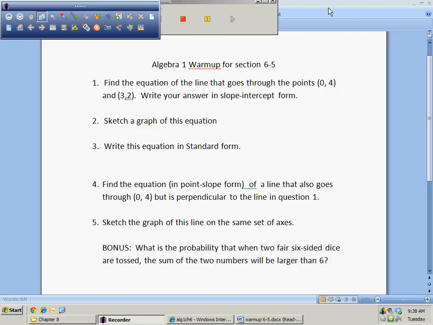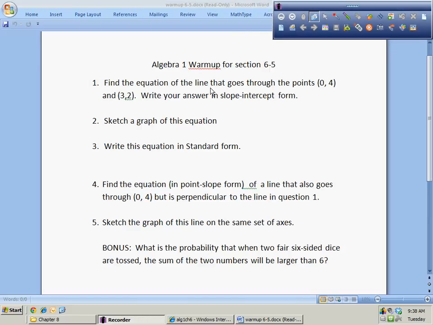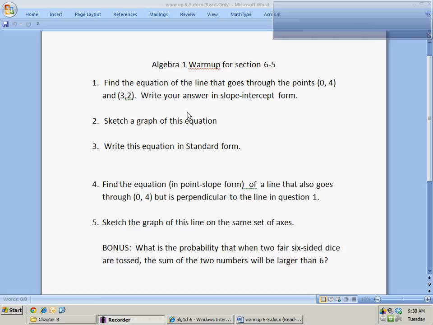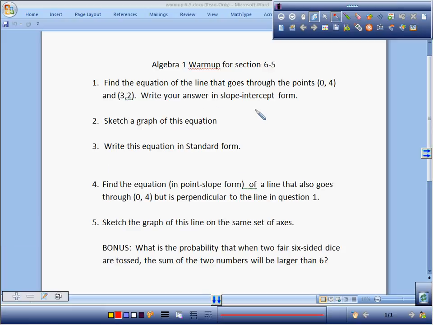So, anyway, I'm going to hide that. So if I were doing this, warm-up section 6.9. Find the equation of the line that goes through the points (0, 4) and (3, 2). Write your answer in slope-intercept form. And so, here's the slope. You're going to go y2 minus y1 over x2 minus x1.